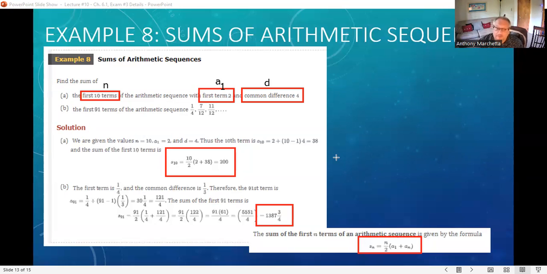For part B, we're asked to find the sum of the first 91 terms of the arithmetic sequence, and then we have a sequence here. Now, they're telling you it's arithmetic. The reason they're telling you it's arithmetic is so that you can trust that if you subtract any two terms, you'll get D.